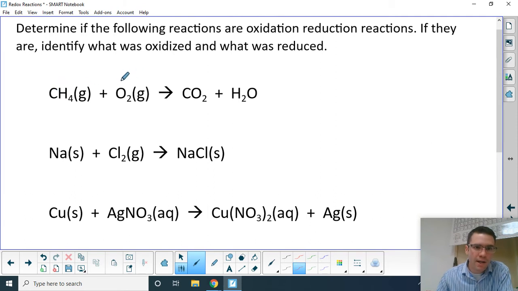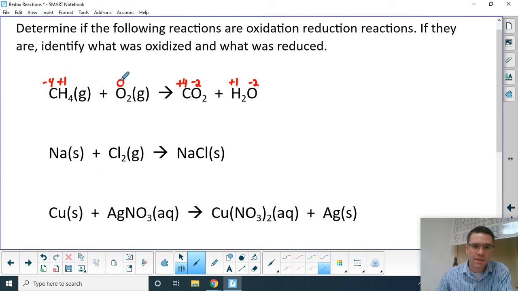So oxygen is in elemental state, so it's 0. Our hydrogen is a +1. That's our rule for it. Carbon must be a -4, so that they add up to 0 for this compound. On the right side, our oxygen's a -2, and there's 2 of them, so we get a -4 from our oxygen. Carbon must be a +4, so that they add up to 0. Oxygen's a -2, hydrogen's a +1. And we want to ask ourselves, do we have oxidation reduction occurring here?